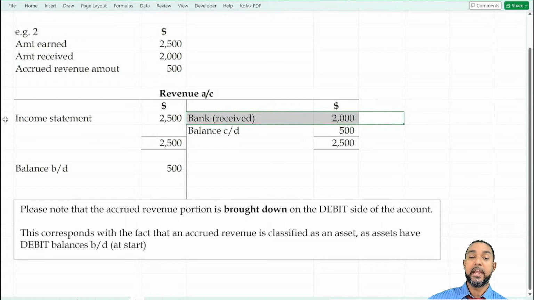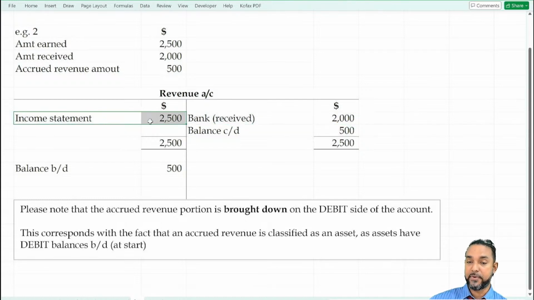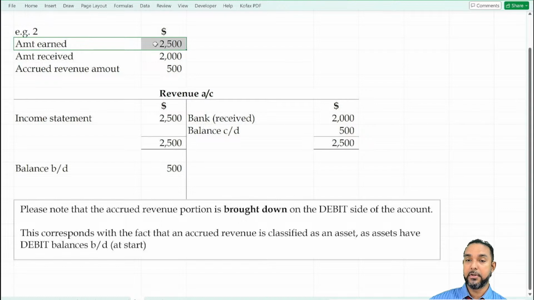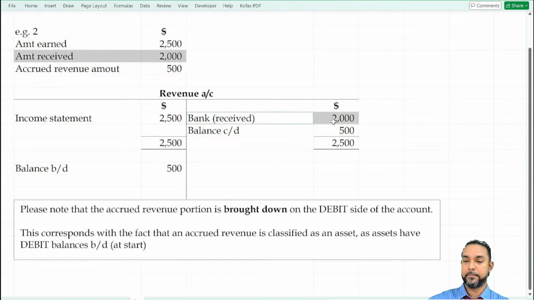The income on the debit side, you have the income statement figure. That's the 2,500, the amount earned. So this item goes here.